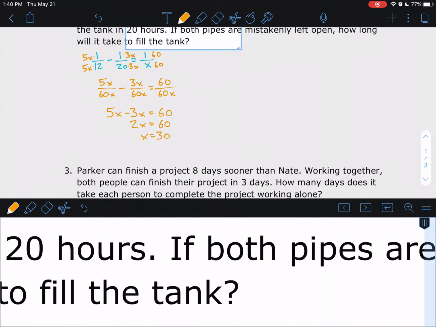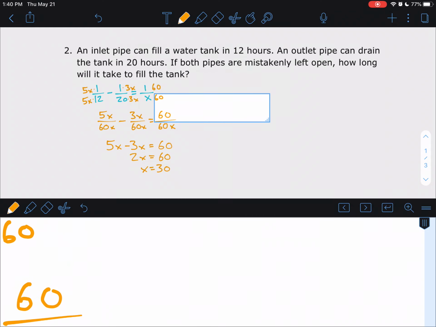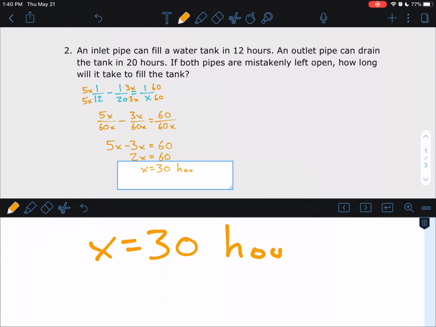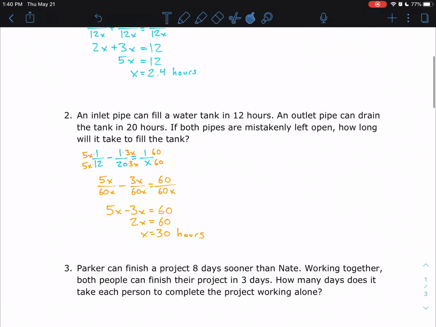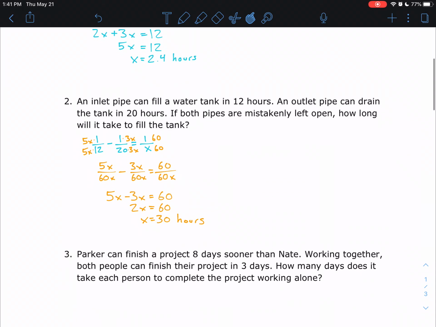So I have one pipe that's pumping water in, and it can fill it in 12 hours. And I have another pipe that's emptying it, and it takes 20 hours. So for that first pipe to win, for that first pipe to finally fill up the tank, it is going to take 30 hours. And there's our solution. Just a second, because number 3 is going to be a bit different. So yeah, 30 hours for number 2.